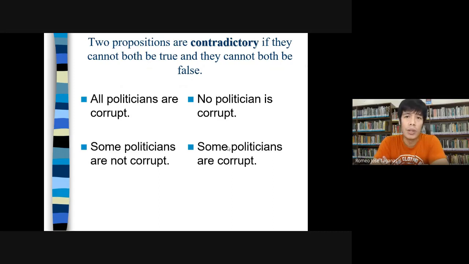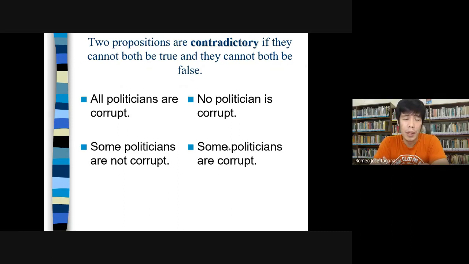Kaya tingnan natin sa unang halimbawa, all politicians are corrupt. Some politicians are not corrupt. If the first example, all politicians are corrupt, is true, then some politicians are not corrupt is false. Because it's not possible that an A proposition is true and an O proposition is also true.